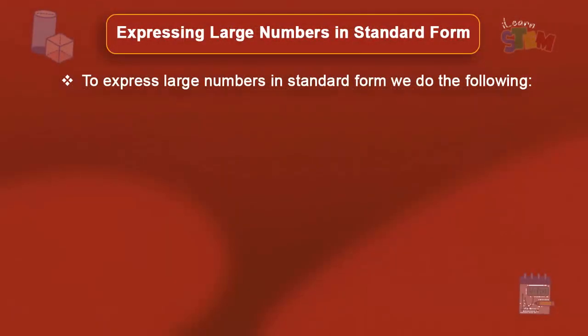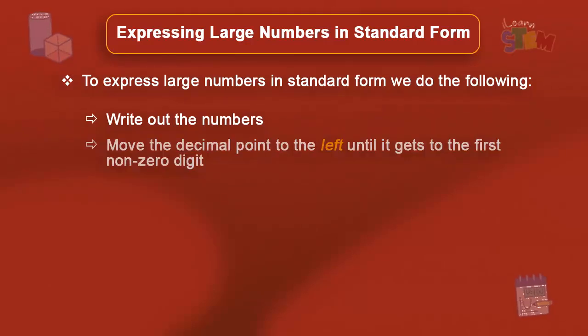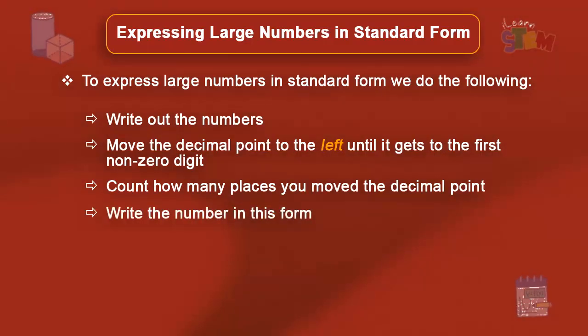To express large numbers in standard form, we do the following. 1. Write out the numbers. 2. Move the decimal point to the left until it gets to the first non-zero digit. 3. Count the number of places you move the decimal point. 4. Write the number in this form: a times 10 raised to the power n. Let us see an example.